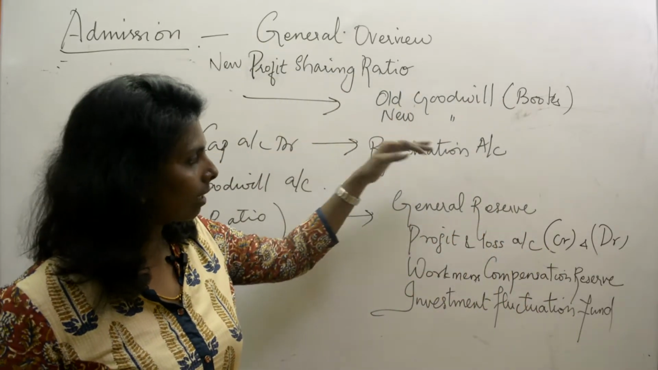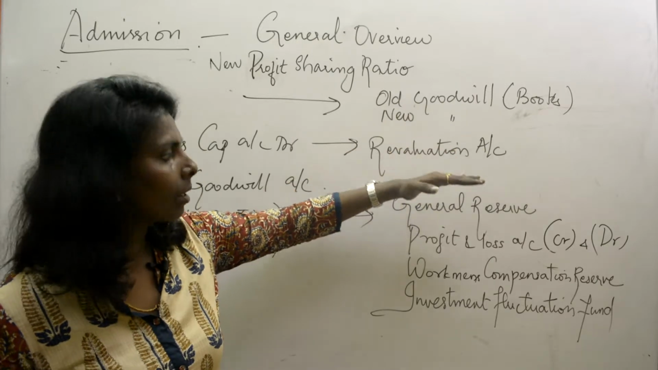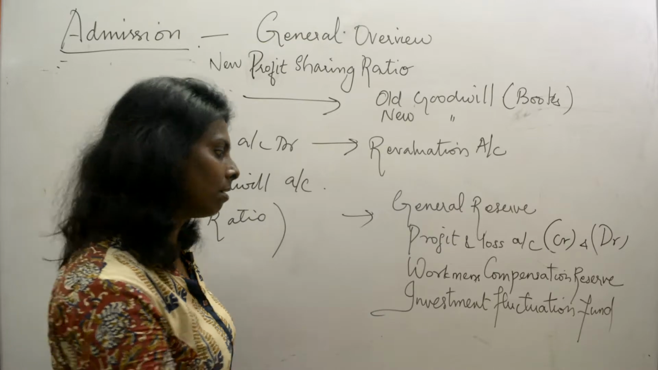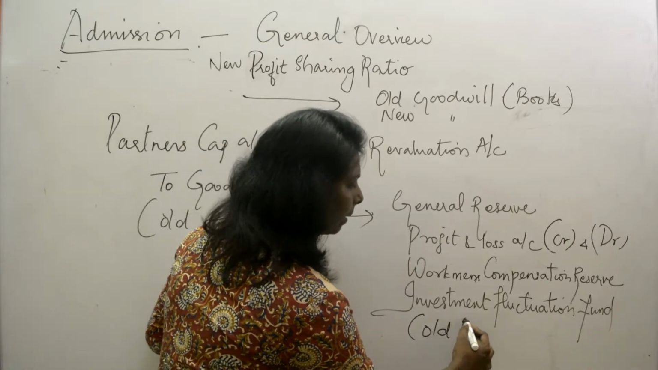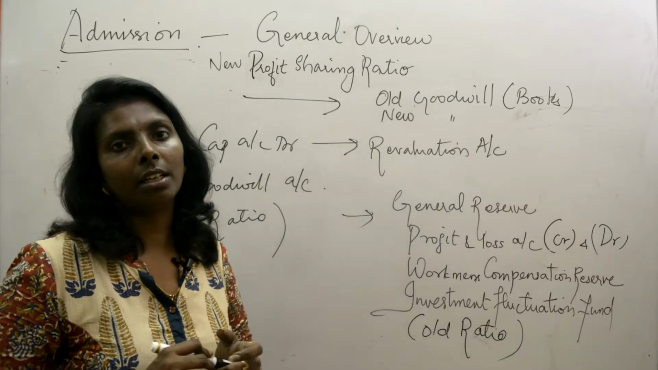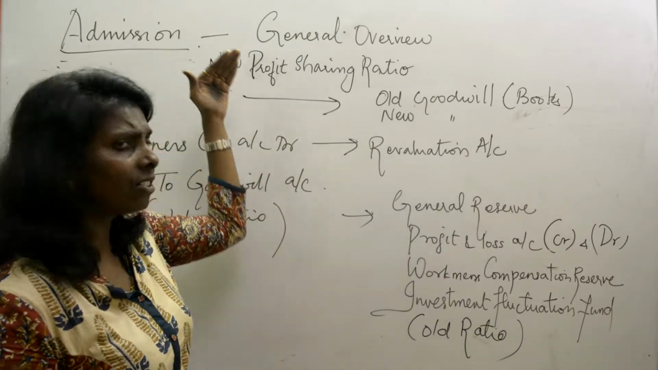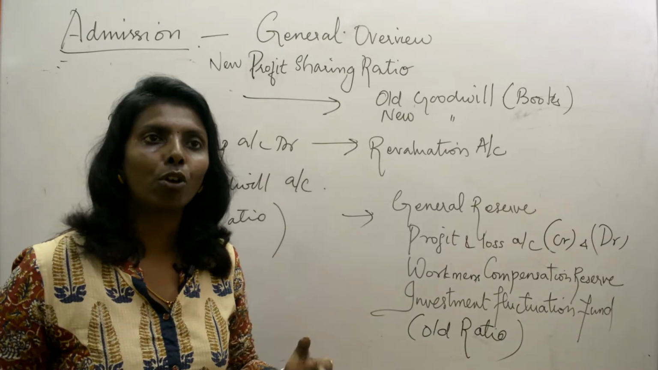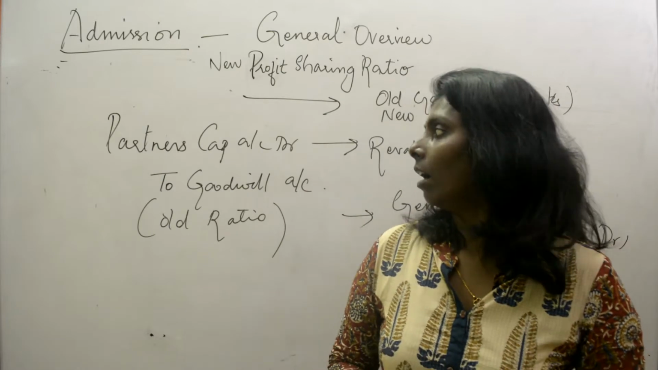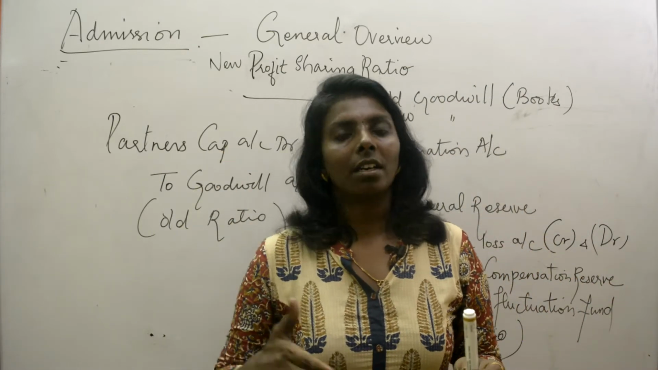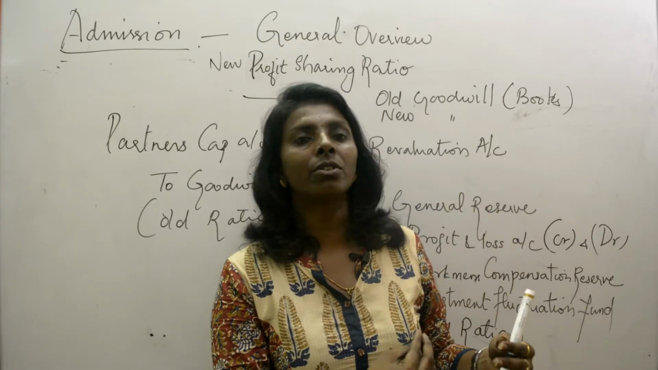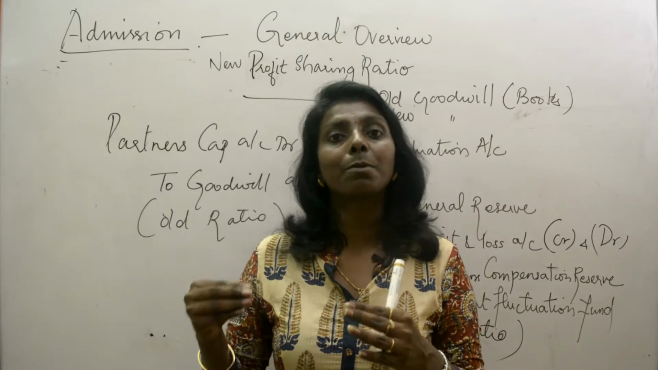And as I said, we'll see revaluation account later. All these reserves will be divided among the partners in the old ratio. Because these are existing profits, so the existing partners divide among themselves. So these are the general procedures that you will follow in completing a normal partnership admission problem. Hope you guys are clear with all these steps. The next videos will explain in detail about revaluation account, and how to treat all these reserves specifically.